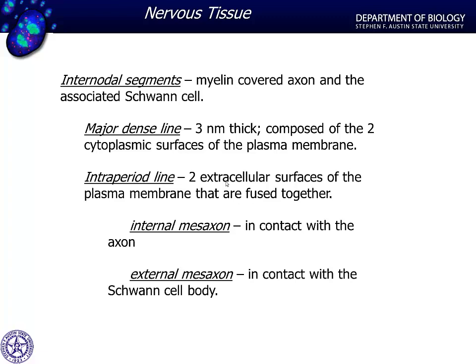But we also have these features, the mesaxon. The internal mesaxon is going to be that part of the cytoplasm, a little bit of the cytoplasm of the Schwann cell in contact with the axon. And the external mesaxon is going to be that portion of the Schwann cell body that is on the outside, so that portion of the myelin sheath that's directly in contact with the Schwann cell body.